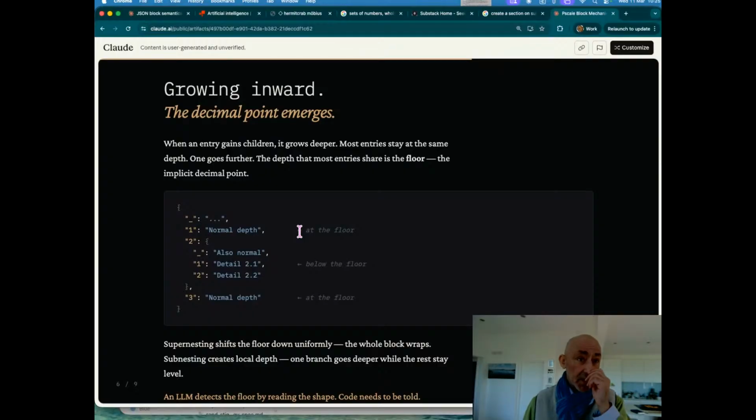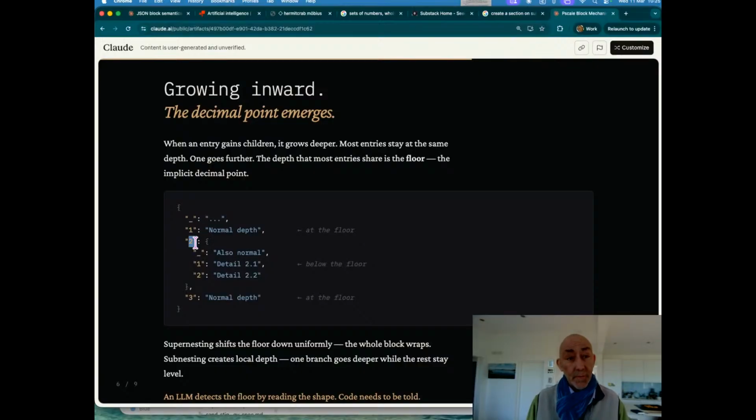So this doesn't quite explain it. What do you mean this is the floor? The depth that most entries share is the floor. Most adults will go, okay, so it's called the floor. Whereas I'd be like, why is it called the floor? What's this about? It's an implicit decimal point. It's just the wrong way of explaining anything for me, right? It just means that, see that underscore there, it's at the top level, and there's no sub. It's going to explain this later, so maybe I should leave it for a bit. Okay.